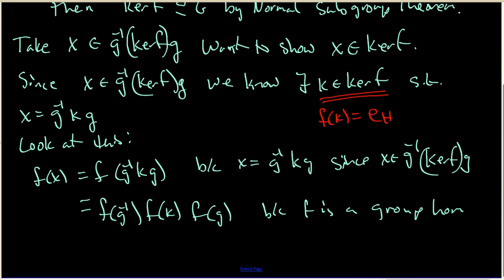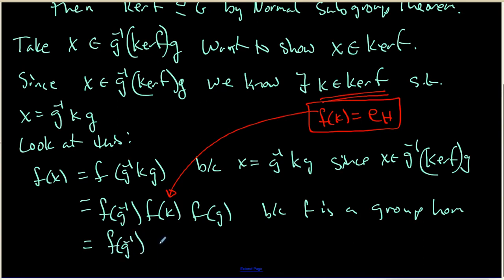Moving right along, what do we have? Well, let's see. We've already pointed out f of k is known to be e_H. So I'm going to put that in right there. So we now have f of x is equal to f of g inverse times e sub H times f of g. And it's worth pointing out that this product is in H because f of g and f of g inverse belong to H, because f sends elements in G to elements in H.